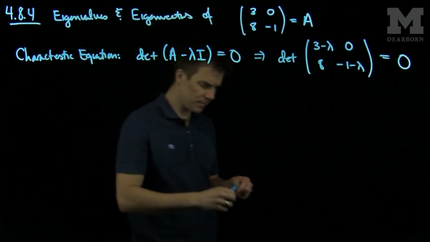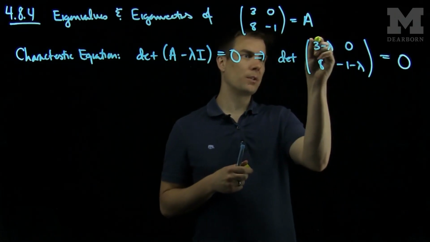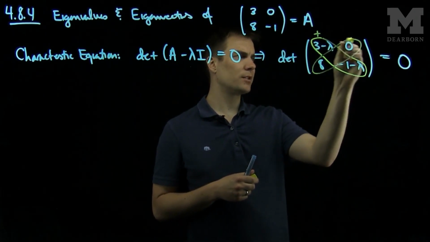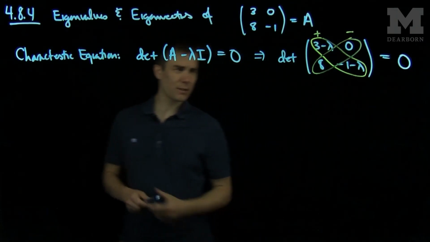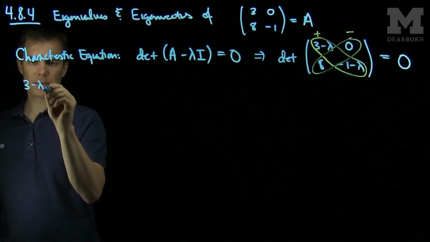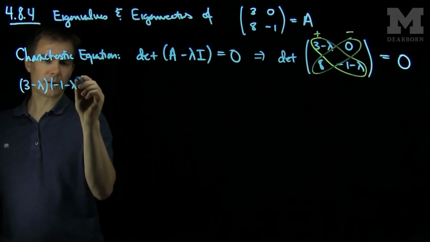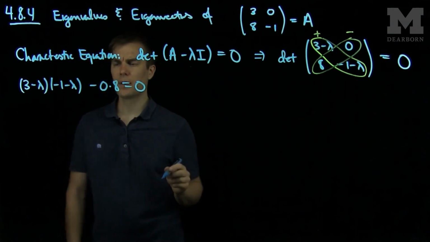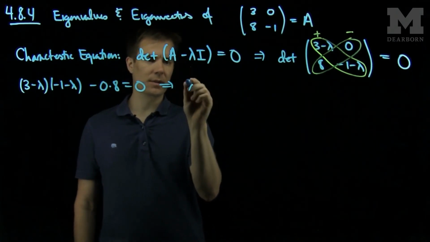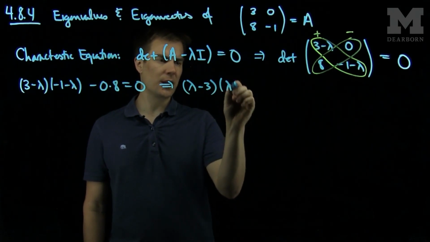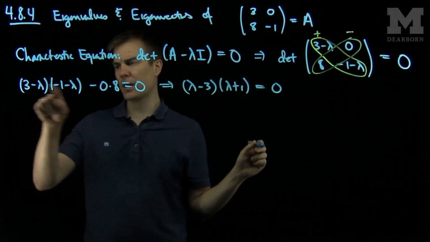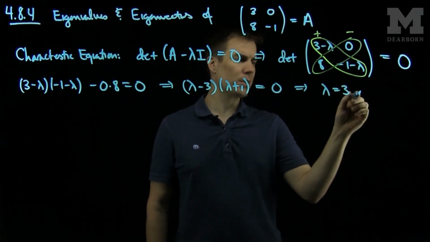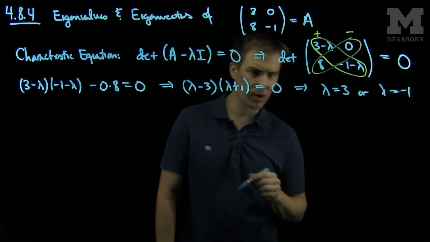Now to compute the determinant, we multiply the diagonal entries, get a plus sign, and multiply the off diagonal entries, and they get a negative sign. So the determinant will be 3 minus lambda times negative 1 minus lambda, minus 0 times 8 equals 0. And we can simplify this as lambda minus 3 times lambda plus 1 equals 0 by pulling out a negative from both terms, which tells me that the eigenvalues are lambda equals 3 or lambda equals negative 1.